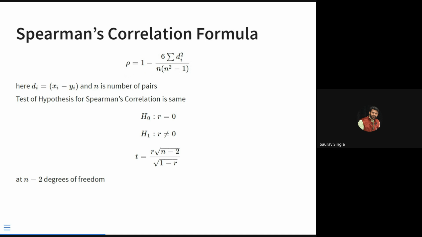This also has the same range, minus 1 to plus 1. This also means we have the same positive and negative correlations. In the same manner you can test this hypothesis as well. There is no difference in this testing. You can do the testing the same way as we did the previous one.